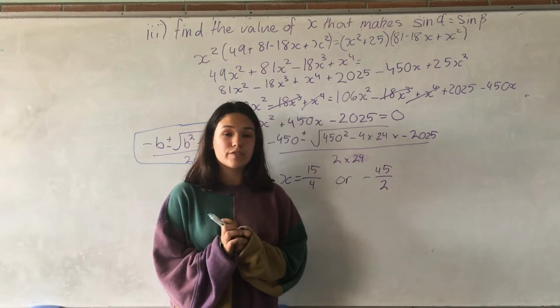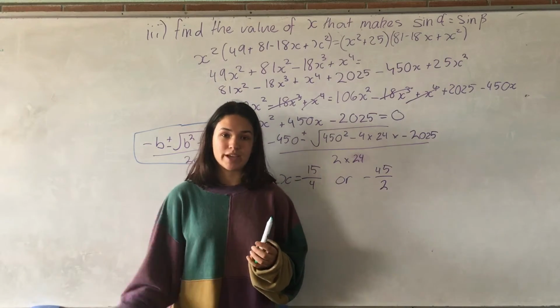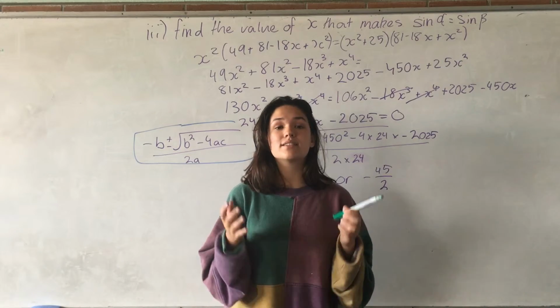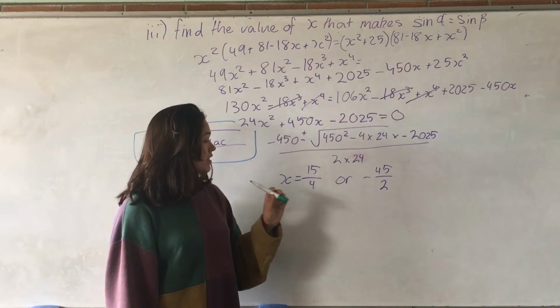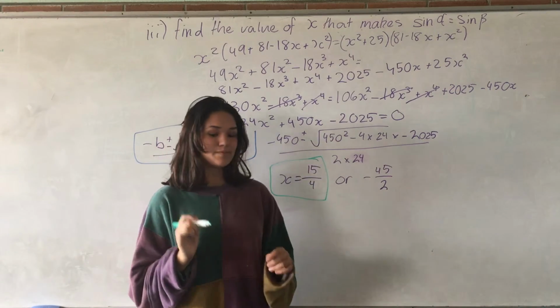While both of these x values would make it so that sine alpha is equal to sine beta with the original formula, the original question is talking about distances, and distances can't have a negative value. So since we have these two, we're led to believe that 15 over 4 is our only applicable answer.